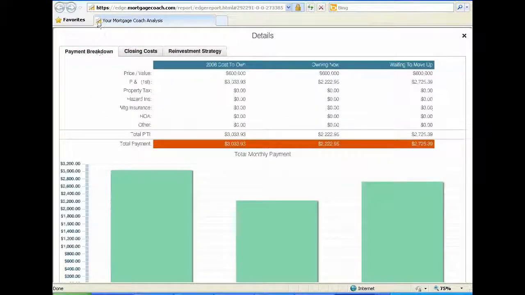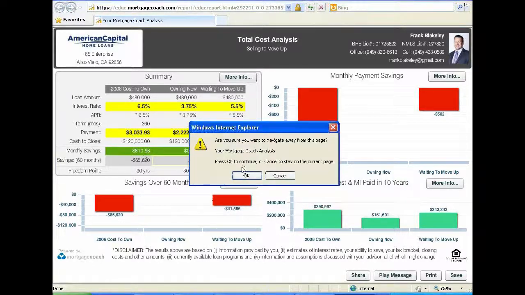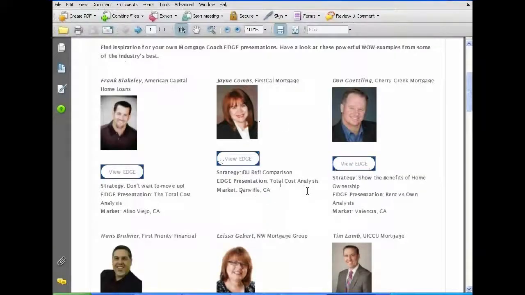Okay. So I'm going to show you a different one. This was meant for the costs of selling to move up. I want to show you another one. It's on the other sheet that you guys have, which is the one after this, rent versus own. So I'm going to pull this up for you guys.